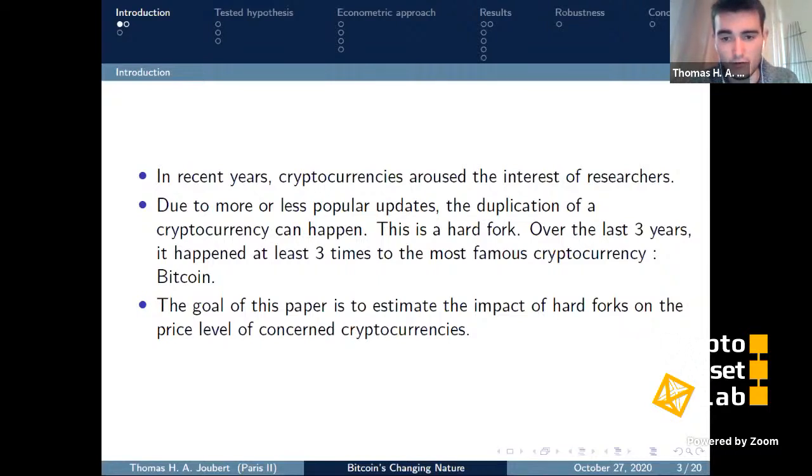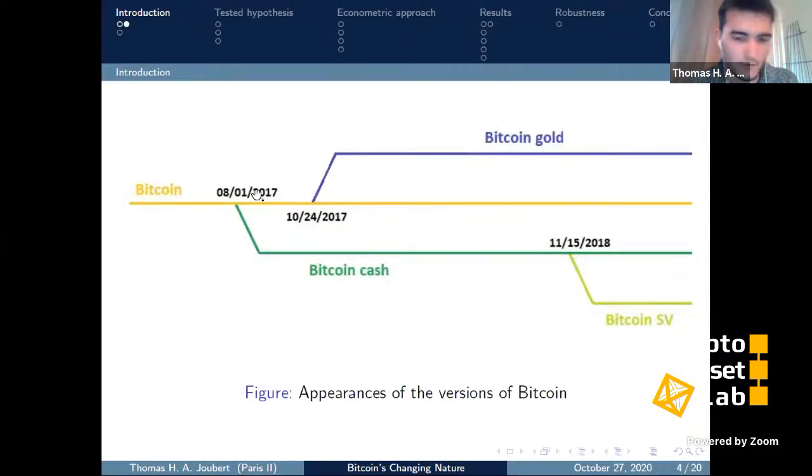The goal of this paper is to measure the impact of hard forks on the price formation of cryptocurrency, especially Bitcoin, during the three hard forks I selected. Let me show you which ones. The first hard fork happened on the 1st of August 2017, which is Bitcoin Cash. The second one is Bitcoin Gold and happened on the 24th of October 2017. And the third, a year later, is Bitcoin SV, and it happened on November 15th, 2018.